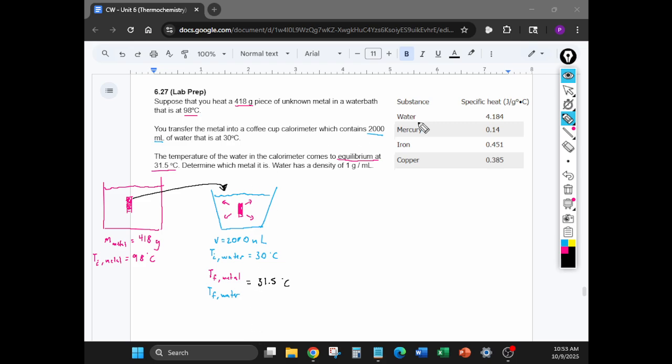And then the question asks, based on this table, what is the identity of the metal? In order to find the identity of the metal, what we are looking for is the specific heat of the metal. We are looking for C of the metal. That's what you're trying to find at the very end of your problem.